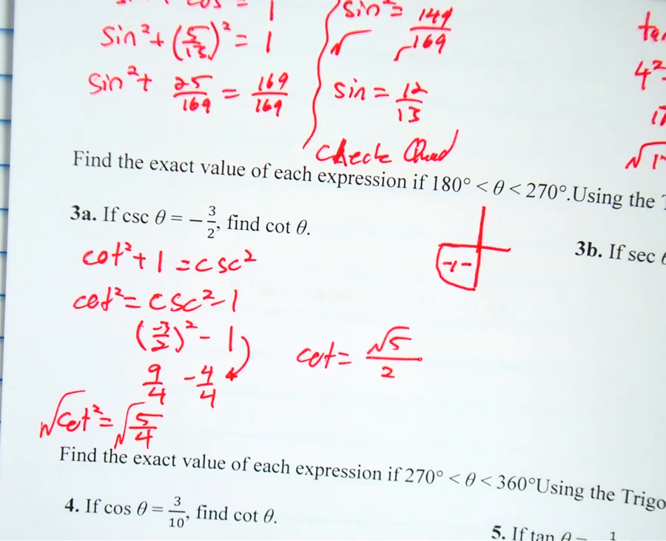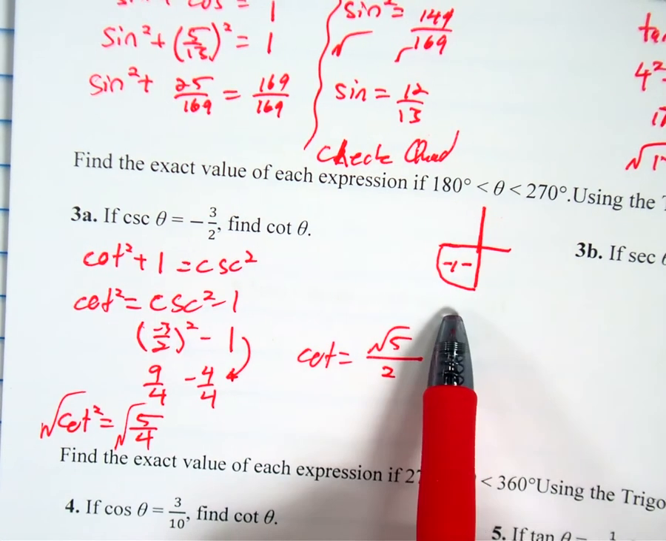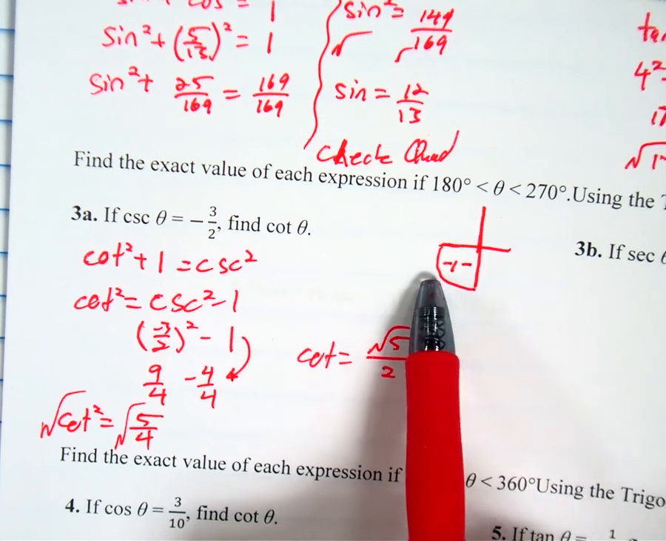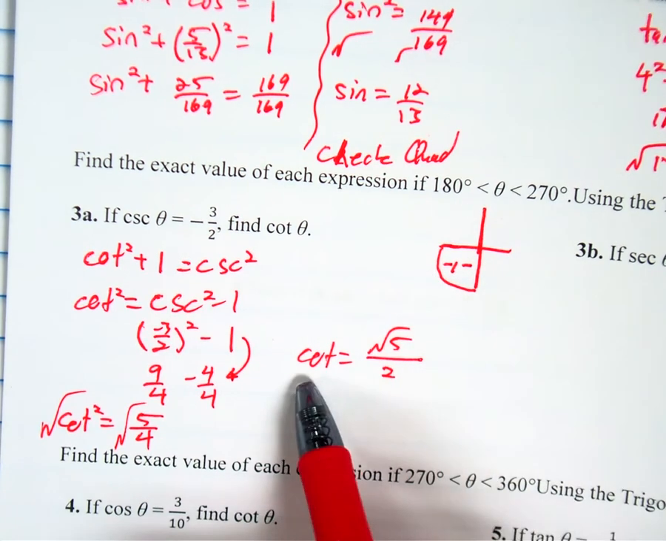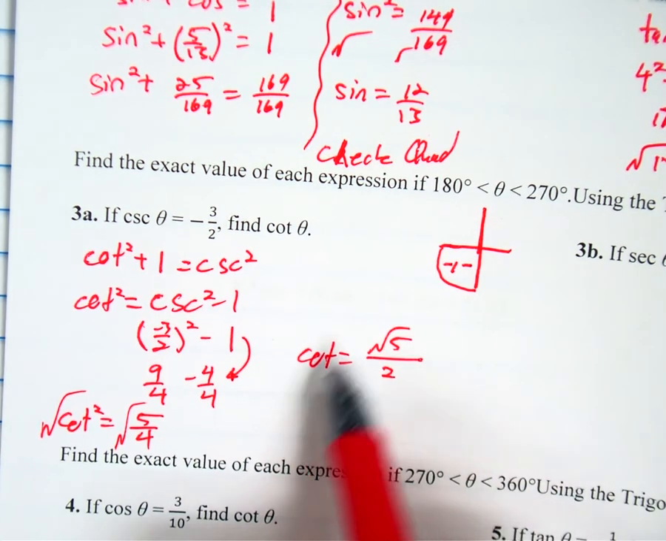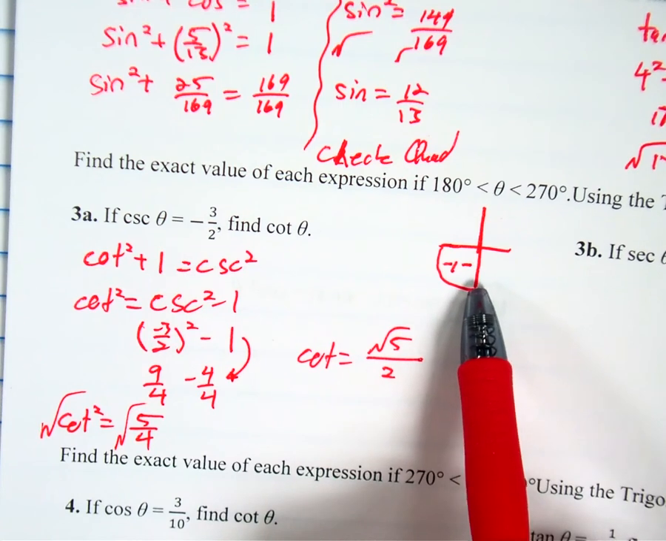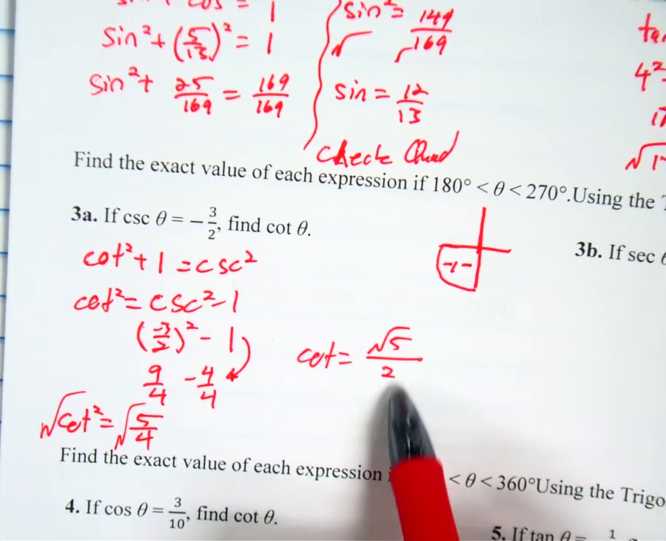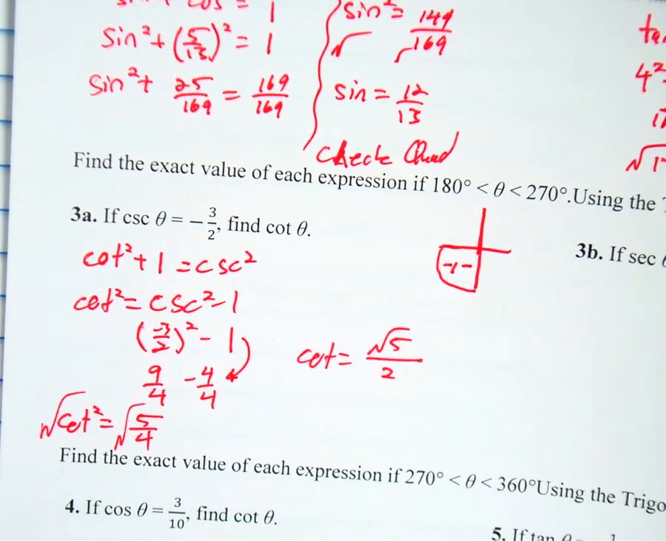Okay, now we got to think. Quadrant check. We're in quadrant 3. Cosine is negative, sine is negative. Cotangent is cosine over sine, so that'd be a negative divided by a negative, which would be a positive, so we're good with our positive radical 5/2.